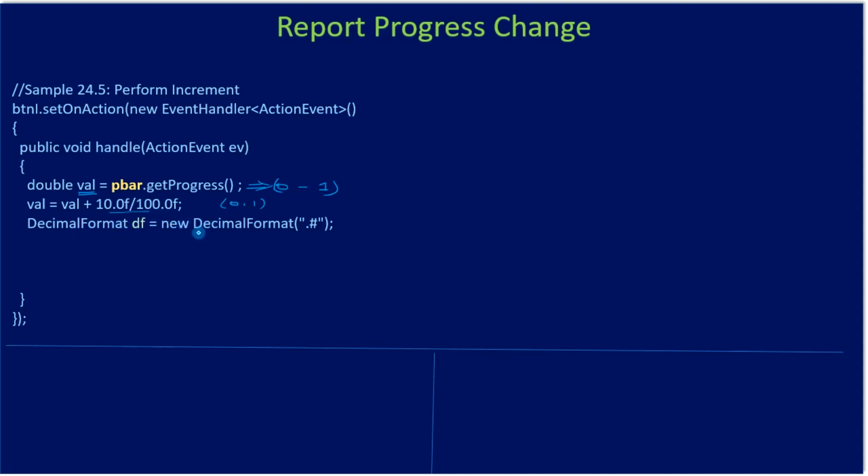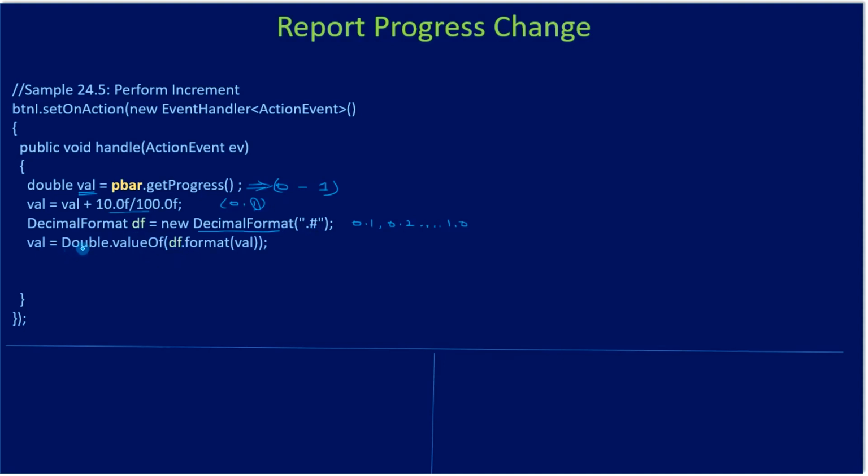Then here we are creating the decimal format. Why? Because after the decimal point we want to represent only one digit. So it will go like 0.1, 0.2, 0.3 up to 1.0. So with the decimal format, whatever value we get, we will convert it to a decimal precision of 1. So we'll see that here.